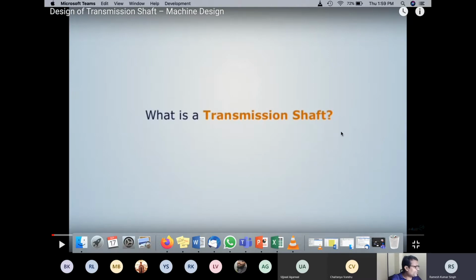But before we start, I'll have a small video in which I'll talk about what a shaft is, and what the applications of the shafts are which we will design and go through in this class.